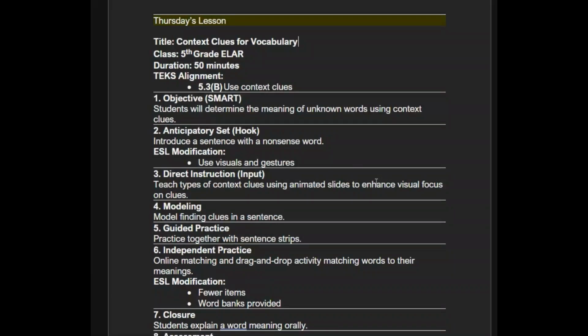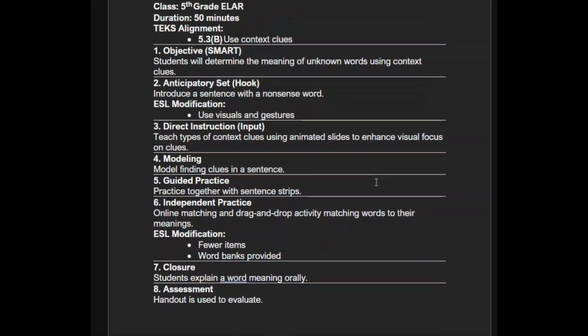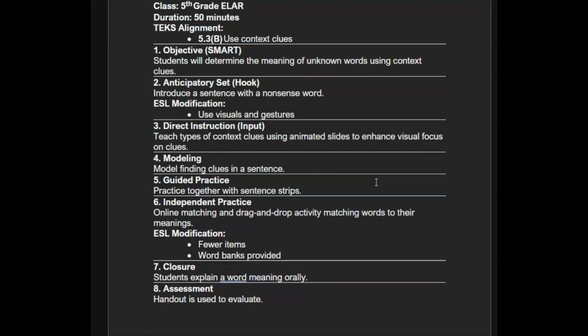Thursday is going to be context clues for vocabulary, where the students are going to be determining the meaning of an unknown word using context clues. So in this hook, we're going to choose a sentence with a nonsense word. For ESL, we're going to use visual gestures, and then we're going to ask them if they know, given the sentence and the words that are given, can they understand what that word means?